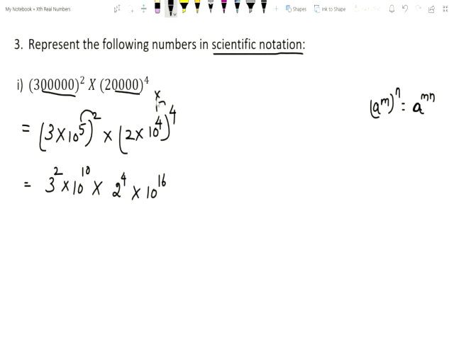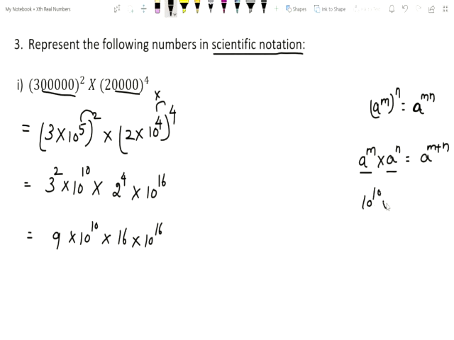You have to multiply, don't add. Okay. Now 3 square 9 into 10 power 10 into 2 power 4 16 into 10 power 16. And you know one more exponent rule: a power m into a power n equal to a power m plus n. So base are same, powers are different. So what do you want to do? We have to add the power. Here what is given? 10 power 10 into 10 power 16. So what you will get? 10 power 10 plus 16. So 10 power 26.